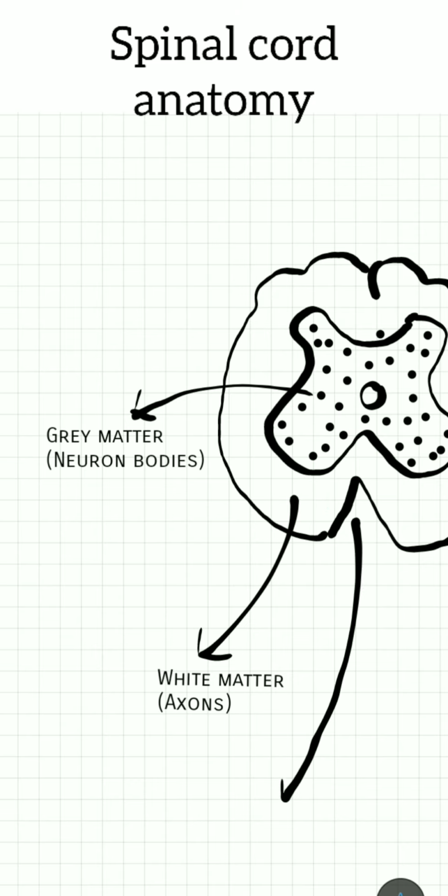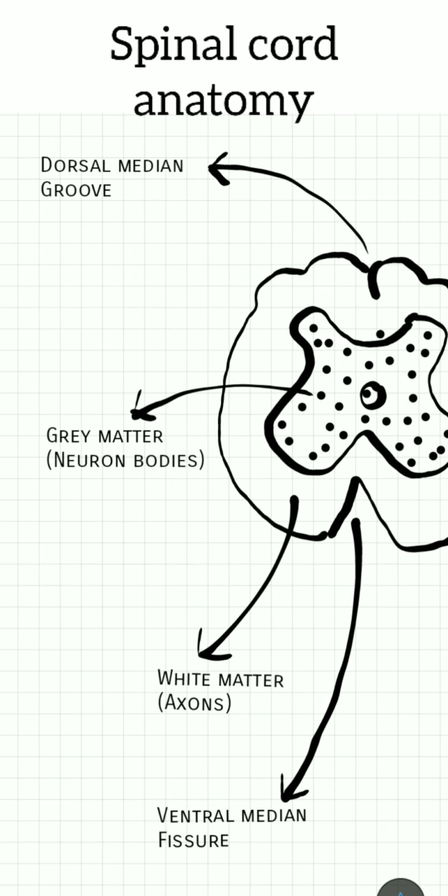The large groove present in front of the spinal cord is called ventral median fissure. The smaller groove present at the back of the spinal cord is called dorsal median groove. These features help us to orientate spinal cord.